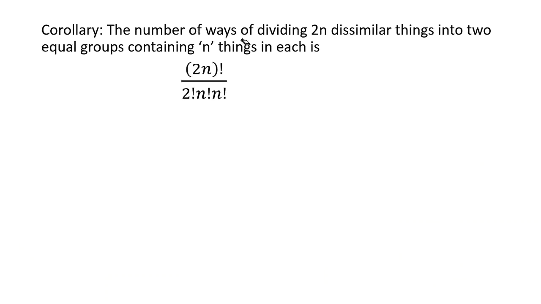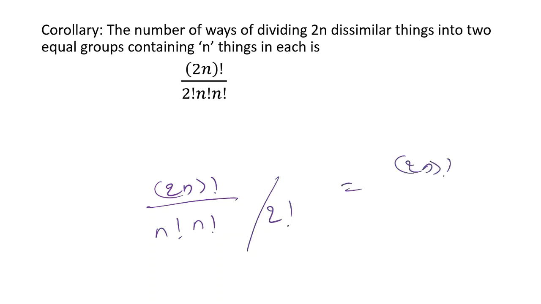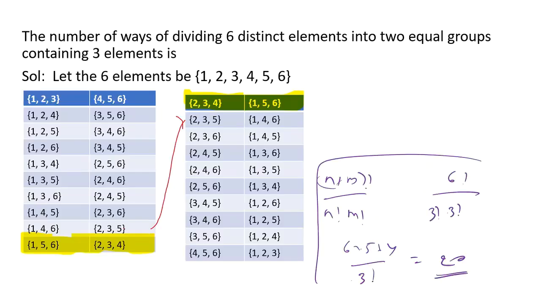So the number of ways of dividing 2n distinct objects into 2 groups, each containing n elements, is going to be (2n) factorial upon 2 factorial times n factorial times n factorial. So in general the result is (2n) factorial upon n factorial times n factorial. But since those two groups are same, we have to divide it by 2 factorial. Which gives (2n) factorial upon 2 factorial times n factorial times n factorial. And then we can generalize this result.